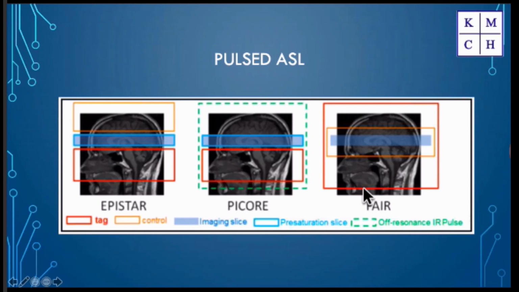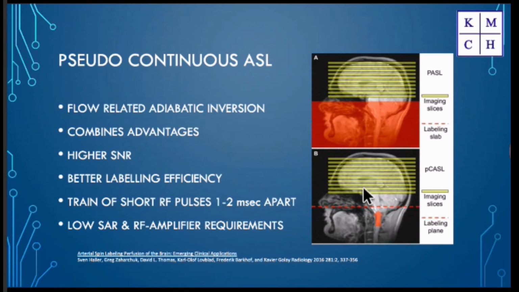I won't go into the technical details, they're quite confusing, but all we have to understand is these are various forms of pulse ASL, which means thick slab of inversion, and they have a lower SNR in general as compared to pseudo-continuous, but they are offset by higher labeling efficiencies. Coming to pseudo-continuous, they work on a phenomenon that is called flow-related adiabatic inversion, again quite complex, and I won't really go into it in detail.